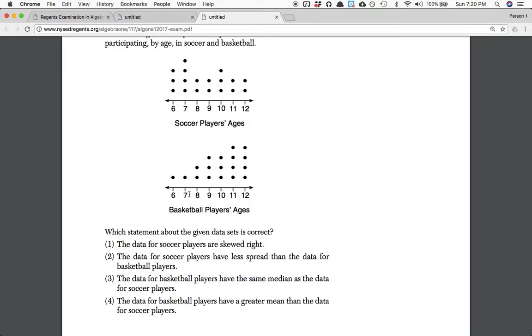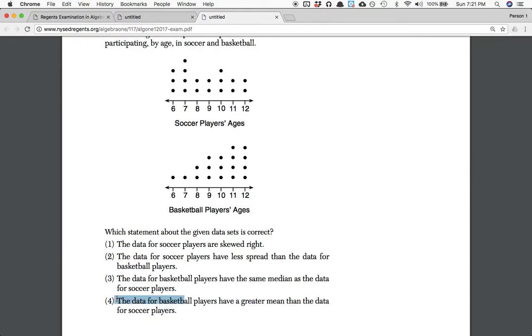Let's try it for basketball players. Kick that off, kick it off, and I'm just following this pattern. Just going to the lowest, then the highest, lowest, then the highest, lowest, then the highest, lowest, then the highest. And I'm left between two 10s. So the median for basketball players is 10. The median for the soccer players was 8.5. Those medians are not the same.